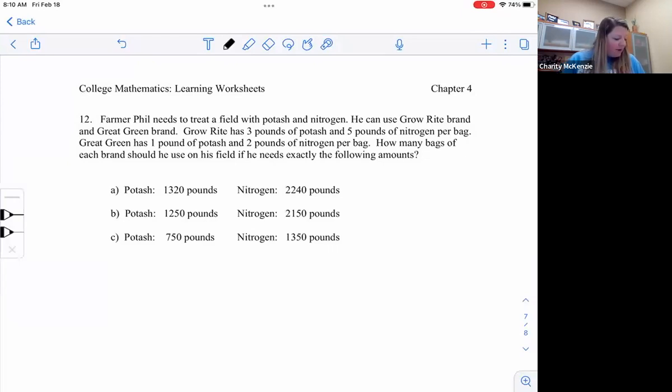Okay, so when we go to set this up, we could think of it as, what is the first one? Grow Right. And the second one was Great Green. I was thinking use G, and I was like, they're both G.